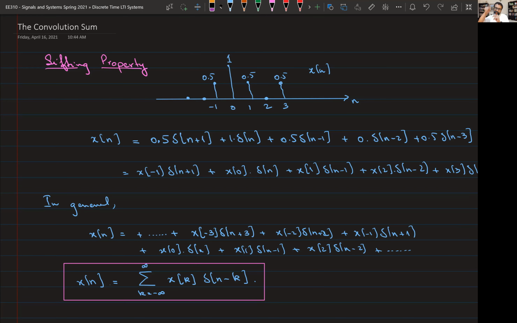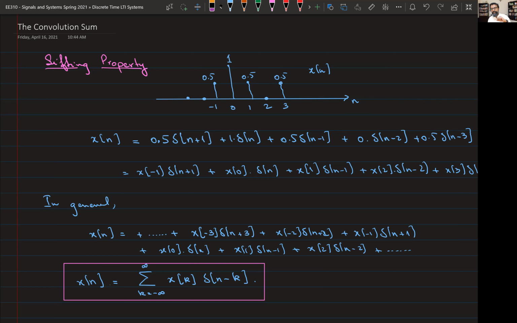In continuous time, we had an integral, and that scaling and shifting, but the summation was not actually a discrete summation, but rather an integration as a continuous summation. As opposed to that, in discrete time, we have the same parallels, except that the integral is replaced with the summation. So any discrete time signal can be represented as a superposition of shifted and scaled impulses. That's what the sifting property is.